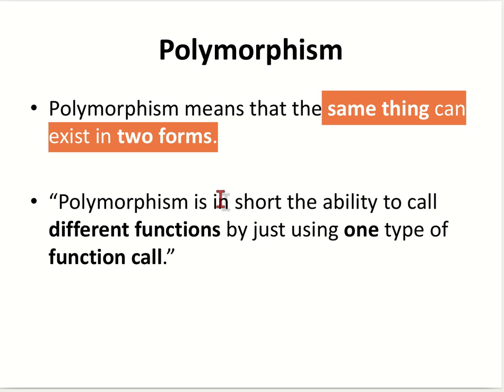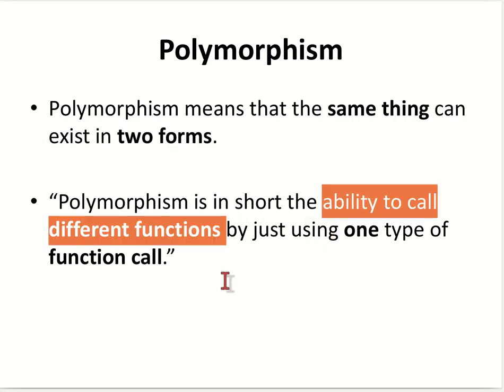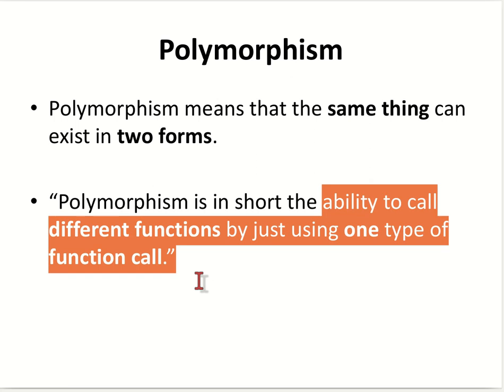So this is known as polymorphism. In our object-oriented programming, it is in short the ability to call different functions by using just one type of function call. Actually, there are different functions, but we can call them by using the same function name.